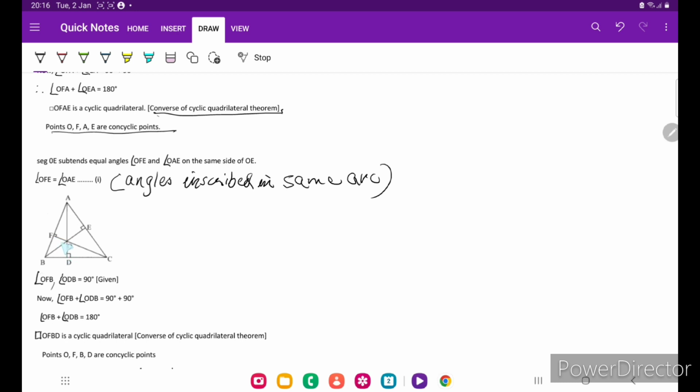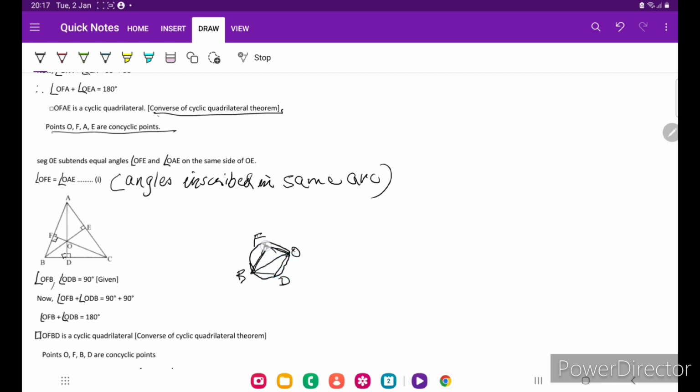If you observe this quadrilateral OFBD, you see the opposite angles measure 180. Since they measure 180, this quadrilateral OFBD is a cyclic quadrilateral, because the opposite angles total 180 by the converse of the cyclic quadrilateral theorem. Since it is a cyclic quadrilateral, we have drawn the circle.